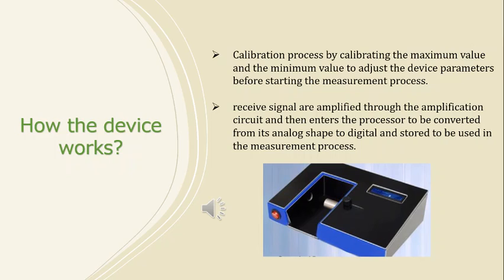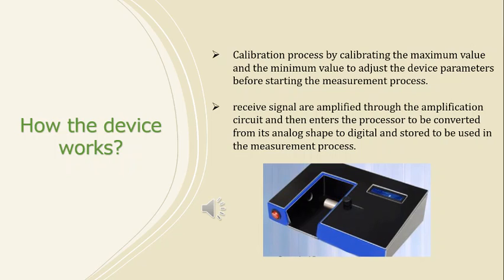And here, the processor generates a frequency of 40 kHz and sends it through the transmitter. So the receiver receives the signal and then amplifies it through the amplification circuit, and then it enters the processor to be converted from its analog shape to digital and stored to be used in the measurement process.